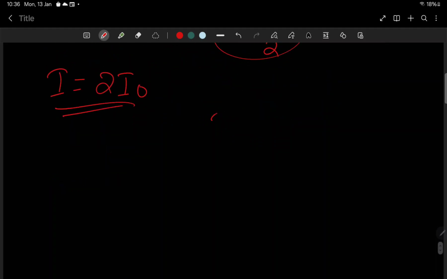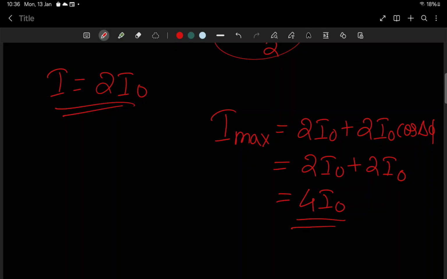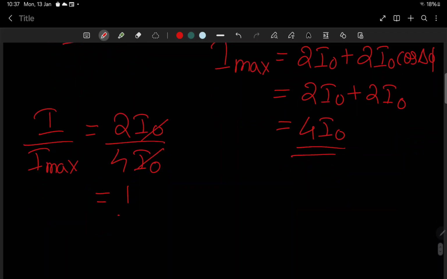Now what is the maximum intensity? Maximum intensity equals 2 I naught plus 2 I naught cos phi. What is the maximum value of cos theta? It is 1. So 2 I naught plus 2 I naught is equal to 4 I naught. This is the maximum intensity. Now the question asks for the ratio of the intensity of the fringe at this point to the maximum intensity, that is I by I max. I is equal to 2 I naught, I max equals 4 I naught, therefore the ratio equals 1 by 2. Option A or option 1 is the answer.